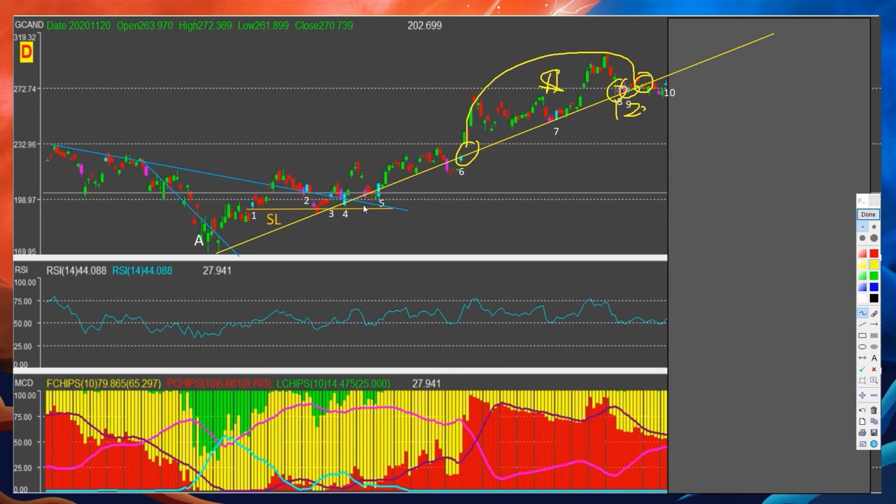So how many trades do you have? One run here, two runs here. You have two trades.